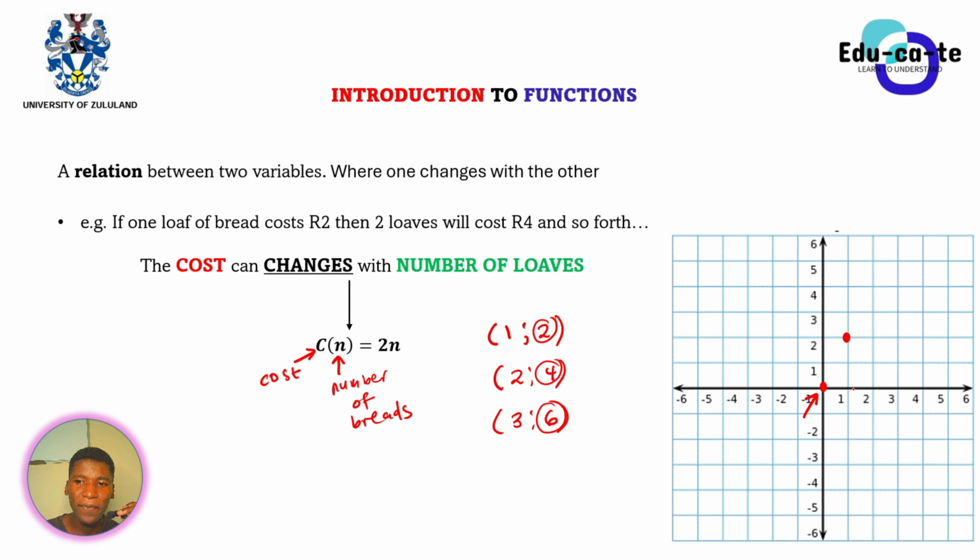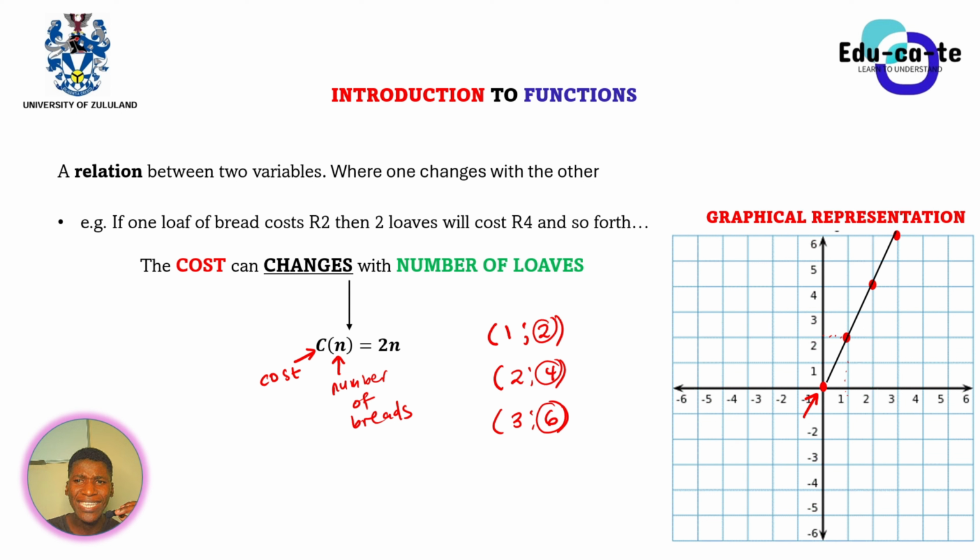When there is 1 bread, the cost is 2 rand. You can plot that in a Cartesian plane. And then when there are 2 breads, the cost is 4 rand. We can keep plotting the points and we can actually make a graph from it. So the types of graphs differ basically, but the whole point of the graphs is to link the coordinates, to link in this case the cost of the bread and the number of breads. So functions are all about the relationship between two variables where one variable changes with respect to another, or where one variable is a function of another.